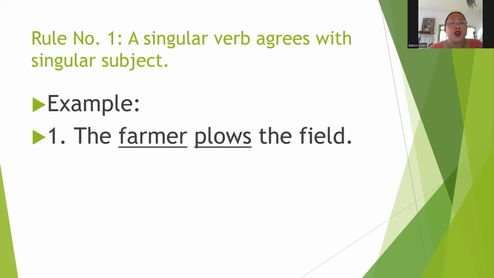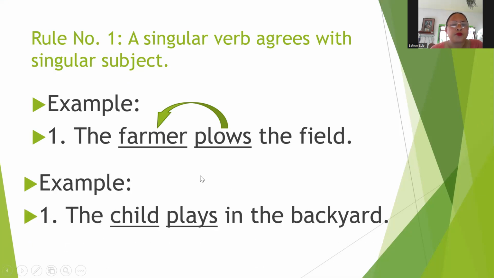For example, the farmer plows the field. So if you notice here, the word farmer is singular. It refers only to one person because it does not end in S. And the verb here, plows, actually signifies also the third person singular because it ends in S. Okay, so the verb plows actually is agreeing with the singular subject farmer.